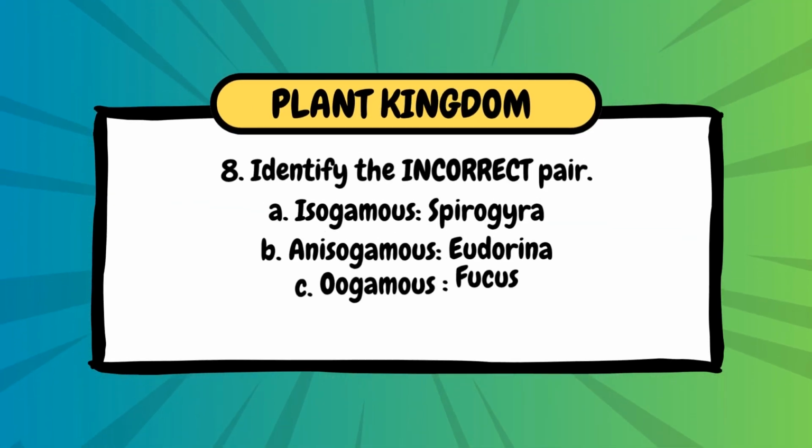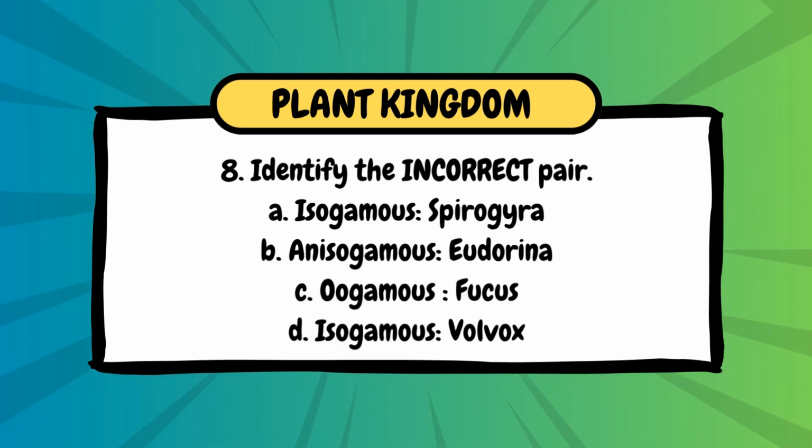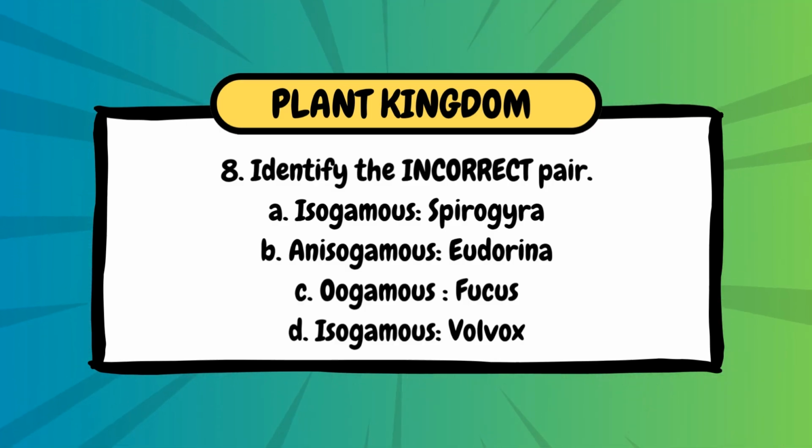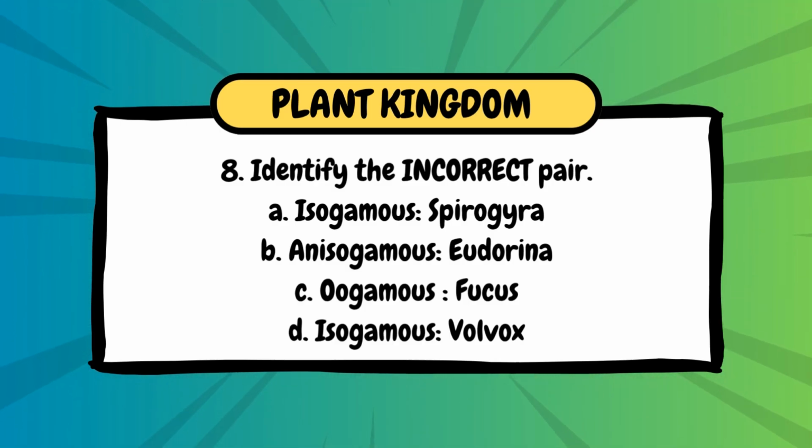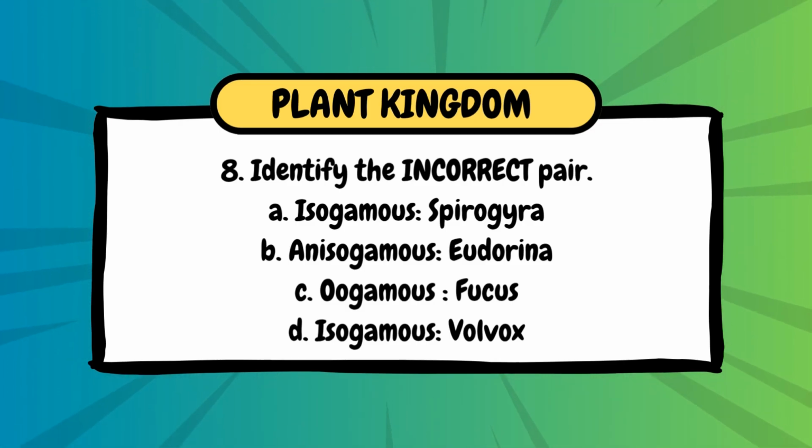8. Identify the incorrect pair. A. Isogamous, Spirogyra. B. Anisogamous, Eudorina. C. Oogamous, Fucus. D. Isogamous, Volvox.